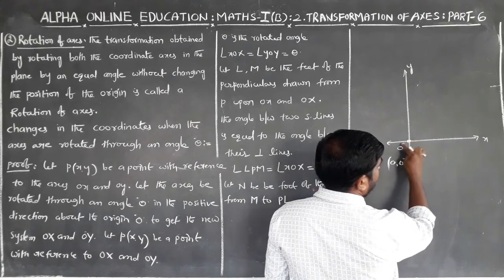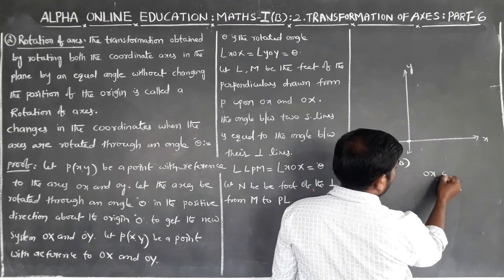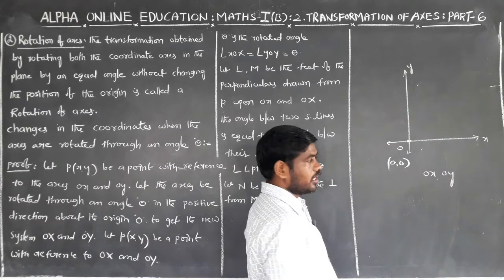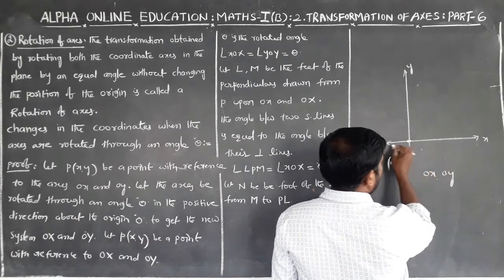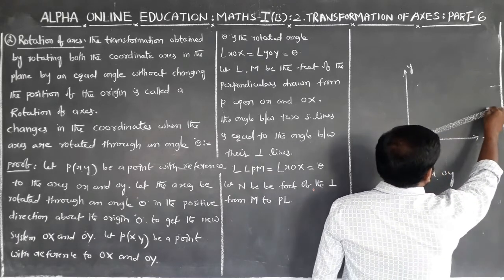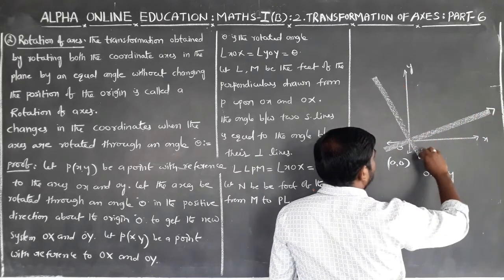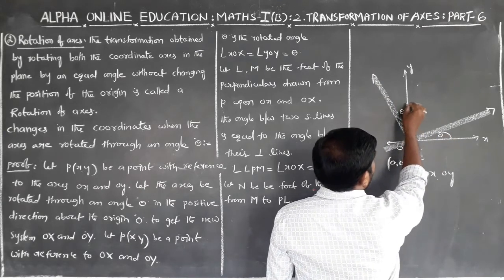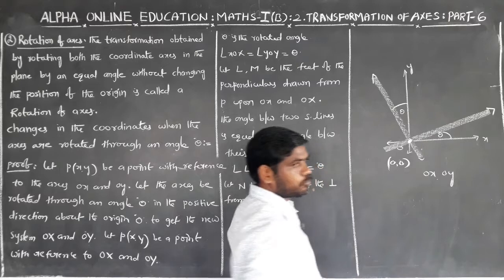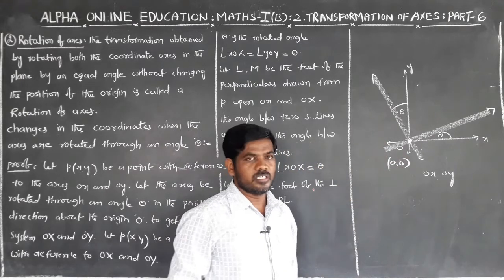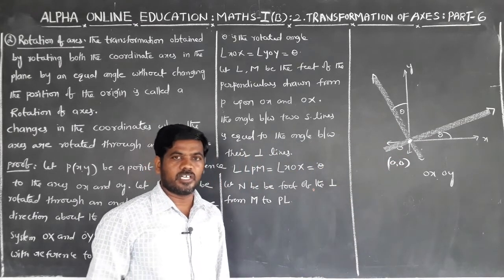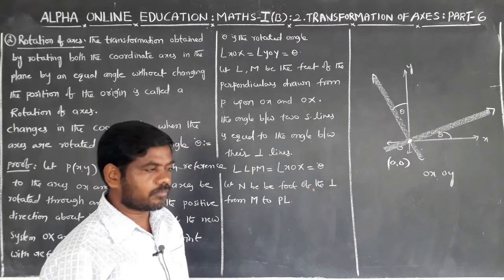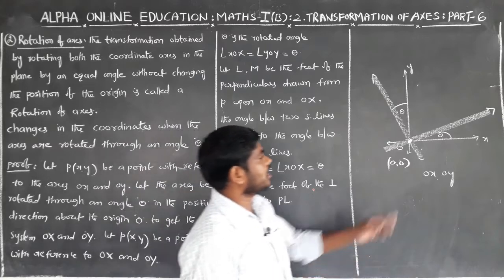This is the origin. This is O small x, O small y, the original system. Here, both coordinate axes are rotated through an equal angle without changing the position of the origin. This is called the rotation of axes. This is the definition.